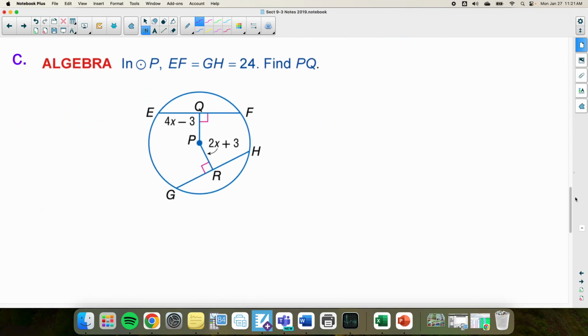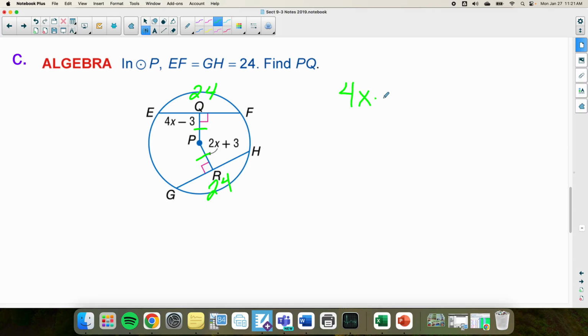Then, if I look at this one, it says in circle P, EF, which is this chord, equals GH, which is this chord. That means these two distances are going to be the same. Okay? And they tell us that chord EF is 24. I don't think we need this. And chord GH is 24. I don't think we need that. So because those chords are equal, their distances are the same.